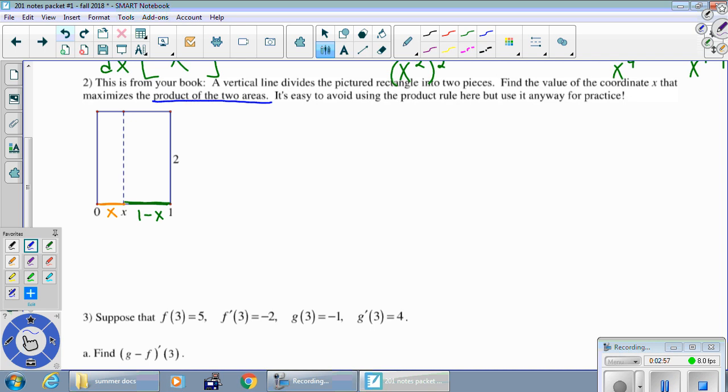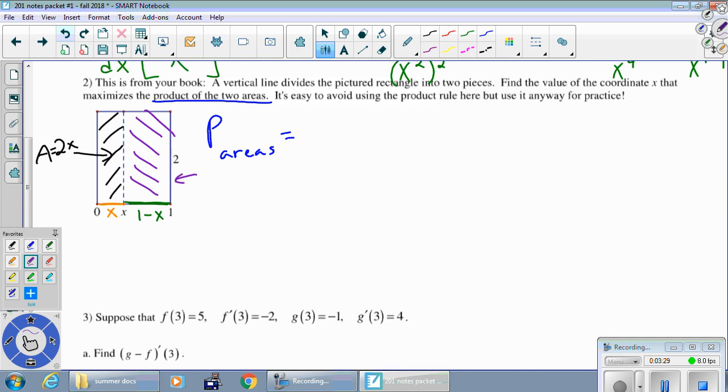So we're looking for the product of the two areas. So the product of the areas is equal to, so let's find the area of the left-hand rectangle. So that's this thing right here. The base of that rectangle is x, and the height of that rectangle is 2. And so the area of this piece is simply 2x. And then the area of the other side, this rectangle, in this case, the base is 1 minus x, and the height is also 2, so the area of that one is 2 times not x, but 1 minus x. So now I've got in black and purple my two areas.